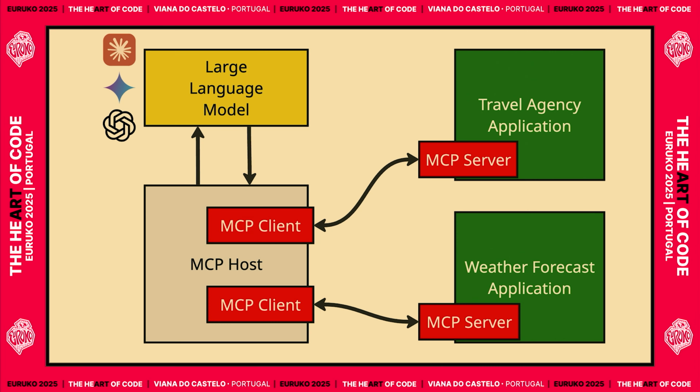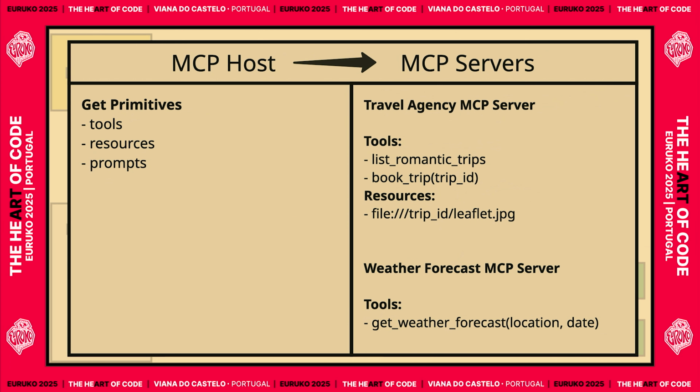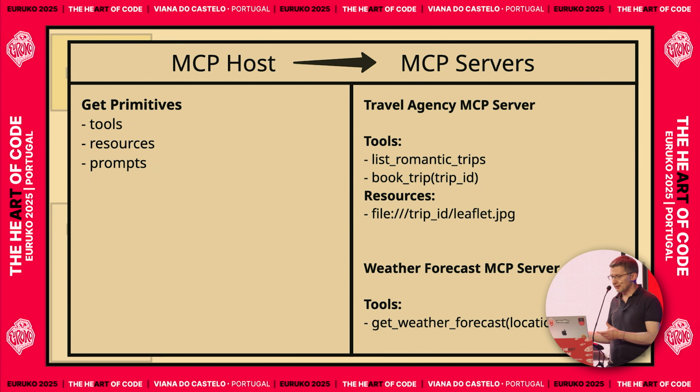Now, knowing the primitives and the architecture, we can quickly go over what happens during a single simplified use case. Let's use a travel agency web app and a weather forecast web app. So we start by initializing a host application. We turn it on. Host application uses MCP client libraries to fetch primitives from configured MCP servers. So we fetch tools. In this example, we fetch tools and resources from travel agency MCP server, and we fetch tools from weather forecast MCP server.